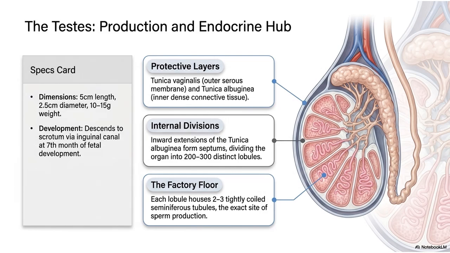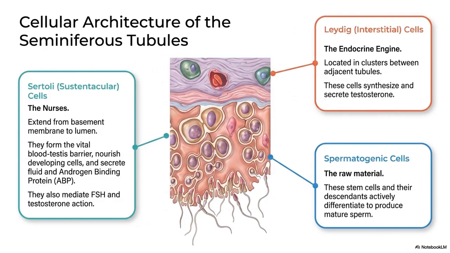Now each lobule consists of 2 to 3 tightly coiled seminiferous tubules wherein the sperms are produced. We can see here, these pyramid shaped compartments are the lobules. Inside the lobules we can see the seminiferous tubules, and these seminiferous tubules are the sites for spermatogenesis, that is the sperm production.